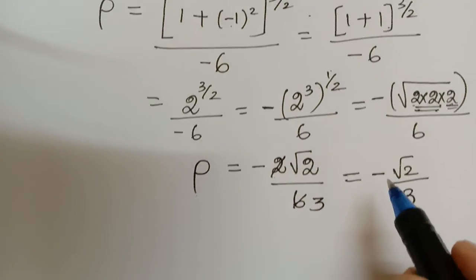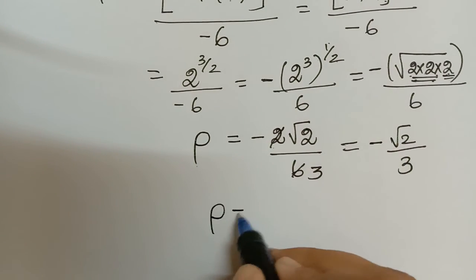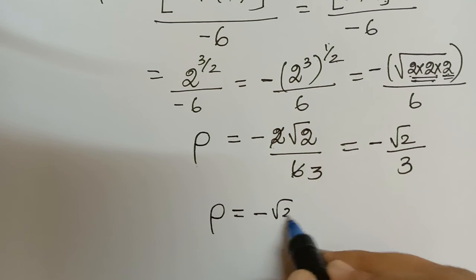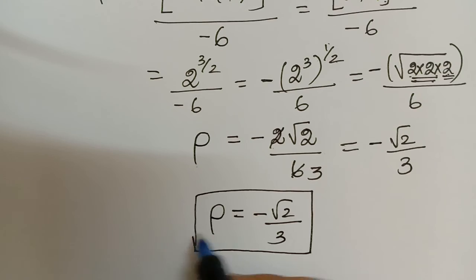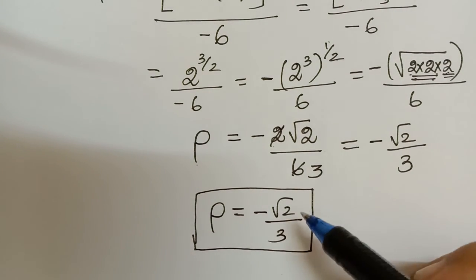The negative sign is negligible only, but still we can either give it in the answer or we can neglect it. It's not an issue. Therefore the radius of curvature rho is equal to minus square root of 2 by 3.